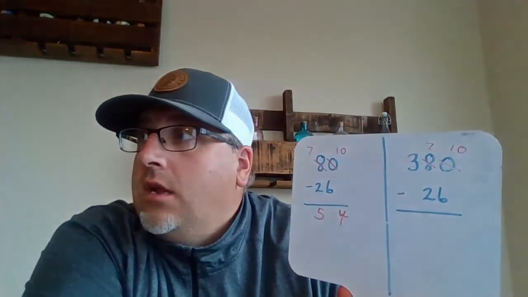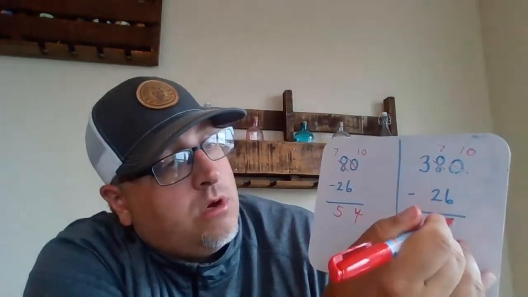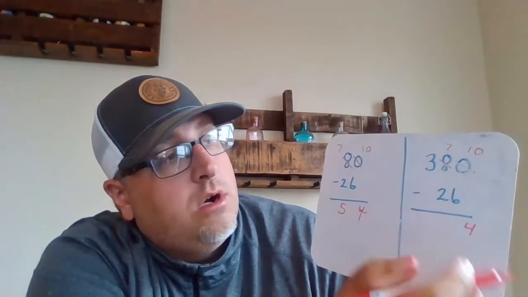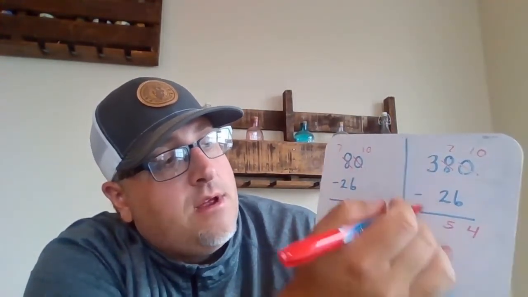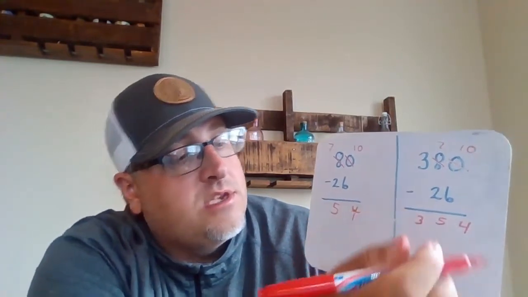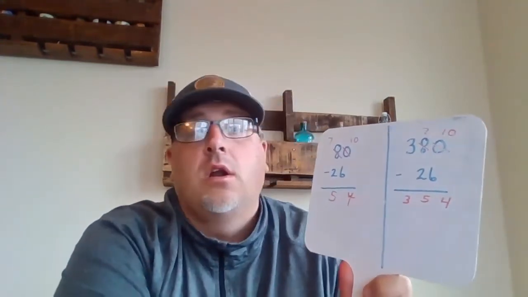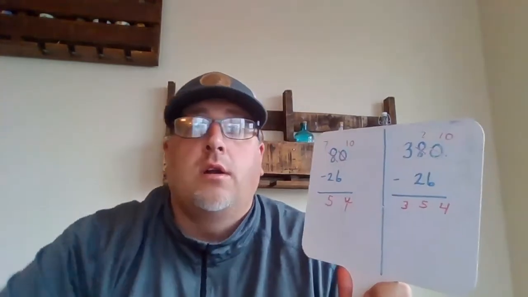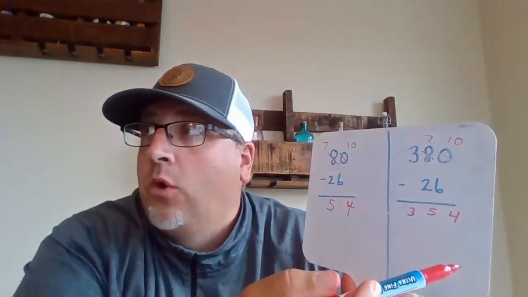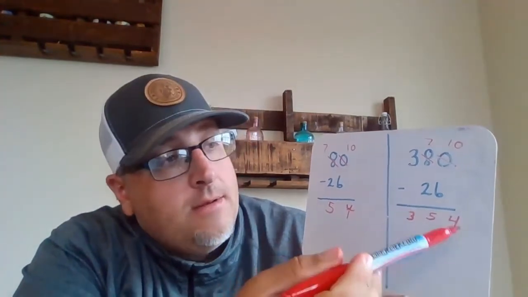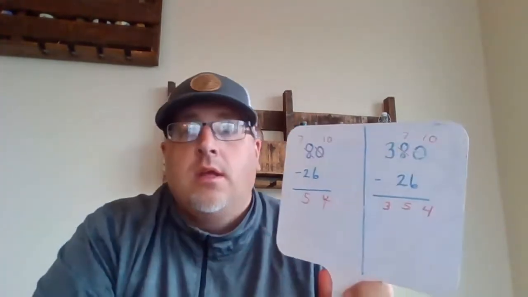So 10 minus 6, we know, is 4. 7 minus 2 equals 5. And bring the 3 down is 354. All right? 354 is the answer that we are looking for right now. Okay? So we just showed how we borrowed and did that.